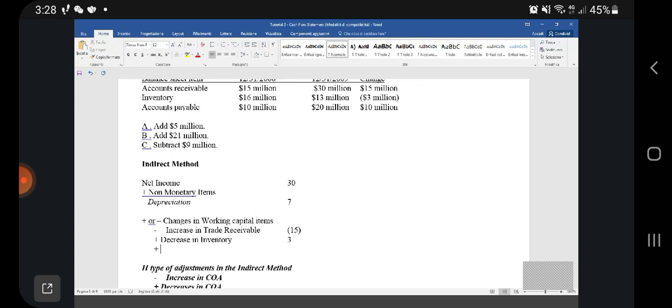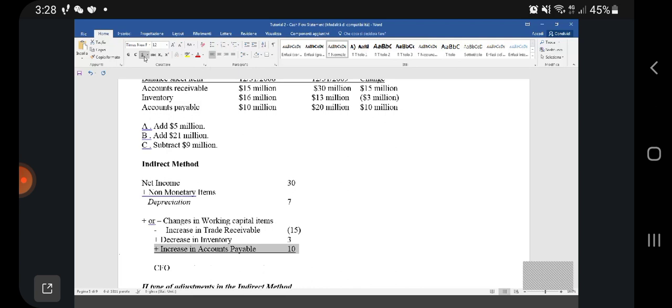So plus increase in liability, accounts payable. Remember, trade receivable and account receivable are the same thing. Trade payable and account payable, again, are the same thing. So 10 million over here. Now you are able to calculate the CFO.